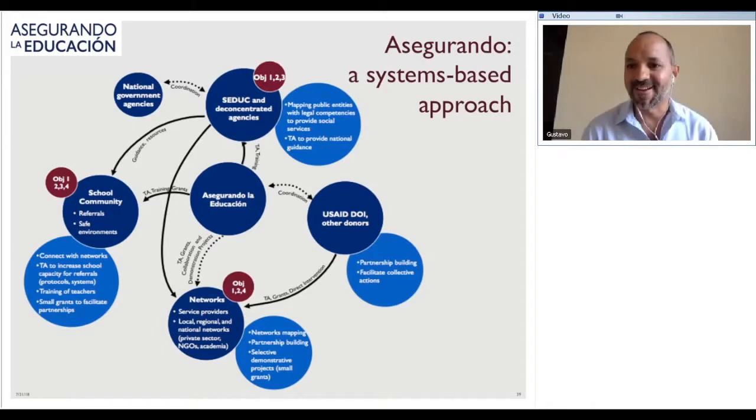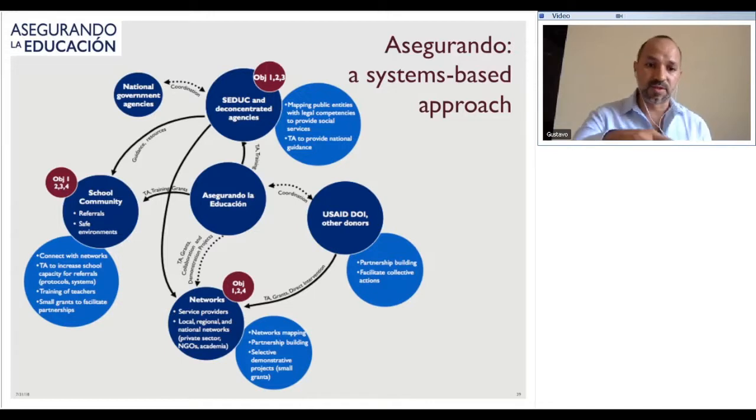Also a complex slide. And the point here is that the project, Asegurando la Educación, a 5-year project, uses a systems-based approach. I think it was Kailin who mentioned that there's no magic bullet. Issues of violence, in this case, we're talking about peer-to-peer and bullying, but any type of violence has to be addressed from a multifaceted approach. We work, if you see towards the left, where it says school community, we work at the school level with the key stakeholders in the school: teachers and other education personnel, administrators and counselors, students and parents.